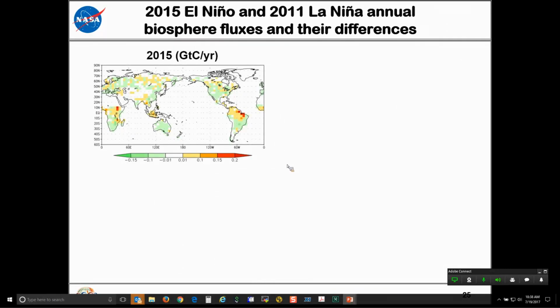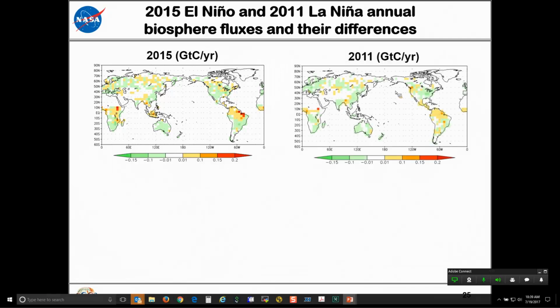Some, including Junjie Liu and her team at JPL, have been assimilating these measurements and doing flux inversions. And so what did we see during the El Niño? What we saw, compared to 2011, which Junjie used as a reference year, is significantly enhanced CO2 emissions from the tropics, especially Africa, Indonesia, and South America.